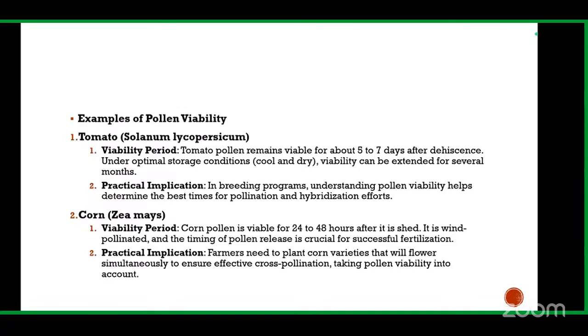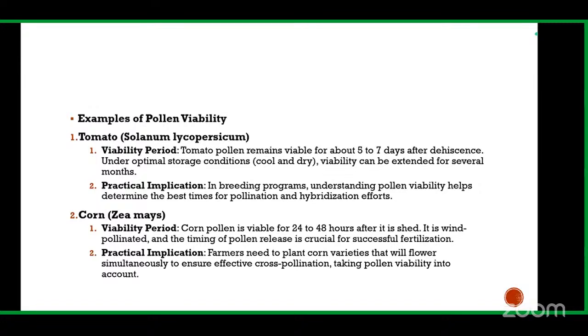What are the examples of pollen viability? Tomato. The viability period: tomato pollen remains viable for about 5 to 7 days after dehiscence. Under optimal storage conditions, cool and dry, viability can be extended for several days. In breeding programs, this has practical implications. It helps to determine the best time for pollination and hybridization efforts.